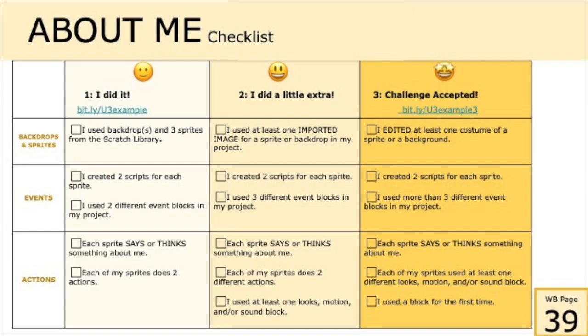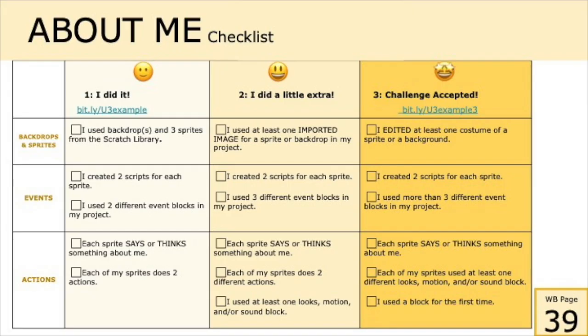So I've got those 2 scripts. And each sprite says or thinks something about me and does 2 actions. So this is the basic. And then with the middle column, they can import an image for a sprite or a backdrop. They still have the 2 scripts and 3 different event blocks.